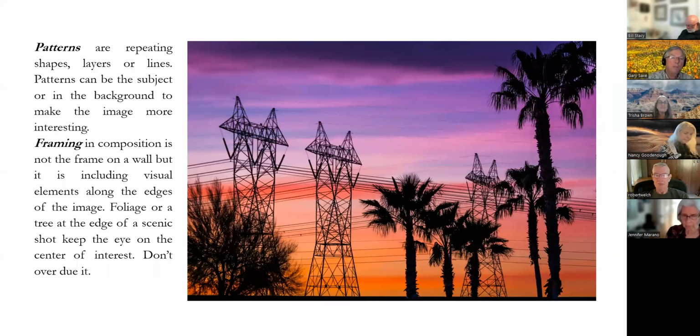Patterns are repeating shapes, layers, or lines. Patterns can be subject or in the background to make the image more interesting. Framing in composition is not the frame on the wall, but is including visual elements along the edges of the image. Foliage or a tree at the edge of a scenic shot keep the eye on the center of interest. Don't overdo it. Okay, on this one, of course, we can see the palm tree as a framer on the right, framing tree, and the mesquite tree on the lower left.